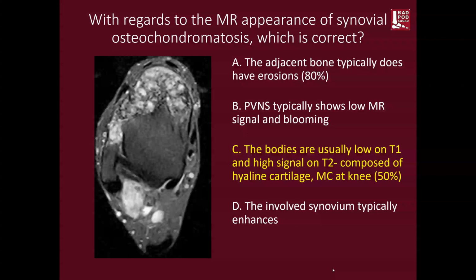For the other answers, the adjacent bone typically does have erosions, and the entity that usually demonstrates low signal with blooming is pigmented villonodular synovitis, or PVNS. And in our case, it's true. The involved synovium typically enhances in synovial osteochondromatosis.